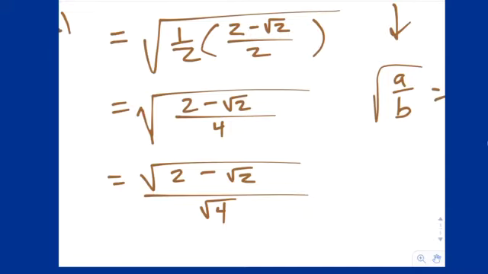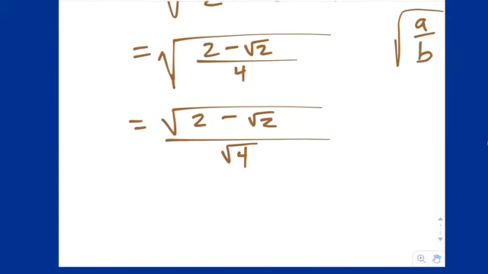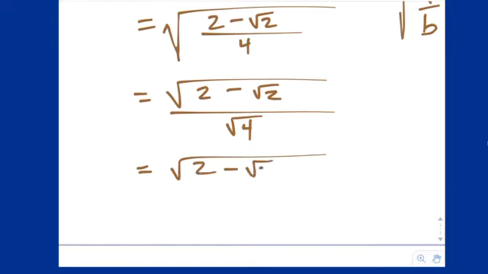And now we don't have a fraction under a radical, but we have a radical in the denominator. It's really the same thing. Now, we don't have to rationalize this. We don't have to multiply by square root of 4 over square root of 4, because in this case, the square root of 4 is also known as 2. So you end up with the square root of 2 minus the square root of 2 all over 2. And that's not a bad answer.